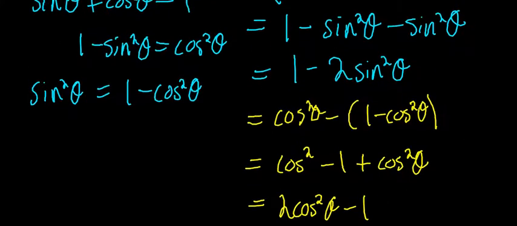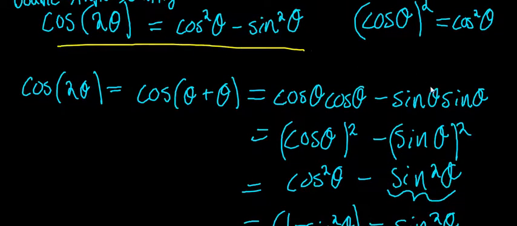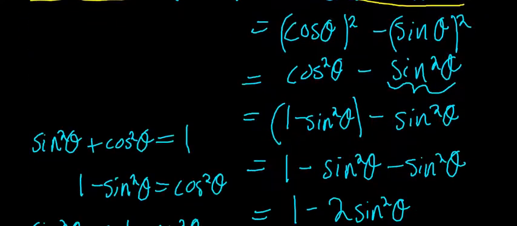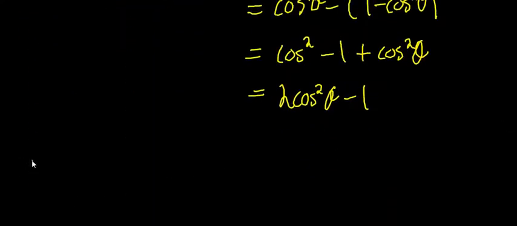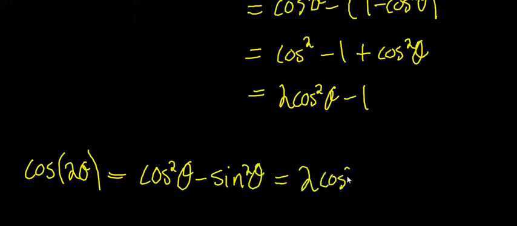So all in all, we have really 3 identities that just came out of this one fact here that we also proved using the angle addition identity. We have that cosine of 2 theta is equal to cosine squared of theta minus sine squared of theta, which is also equal to 2 cosine squared of theta minus 1, which is also equal to 1 minus 2 sine squared of theta.